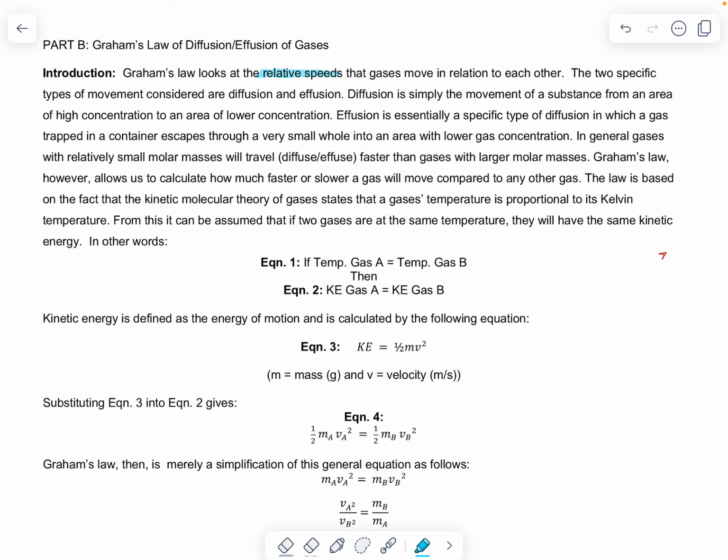We're going to talk about two types of movement, known as diffusion and effusion. And really what that is, here's your key point, is just the movement from an area of high concentration to low concentration. And so you guys have all experienced this before.